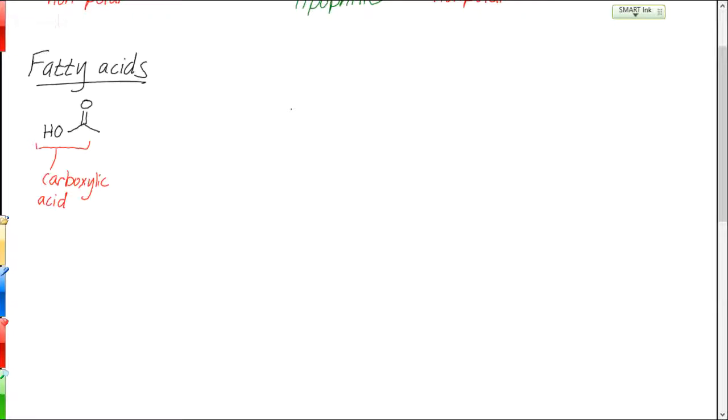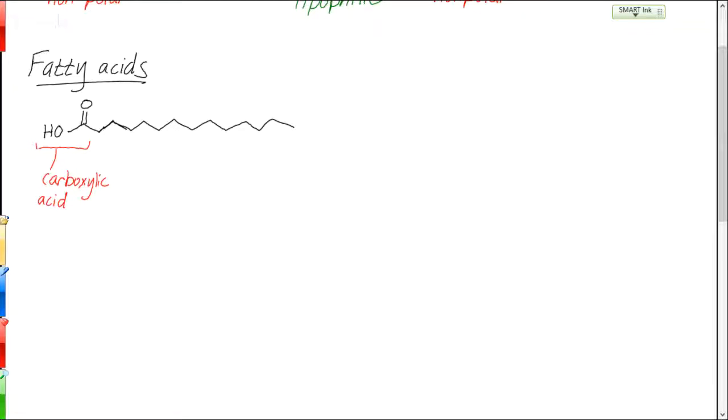So fatty acids start with the carboxylic acid, and then the other part of the molecule is a long carbon chain that might look like this. And different acids are going to have different lengths, but they're all at least 12 and up to 20 or so. How many did I draw there? 1, 2, 3, 4, 5, 6, 7, 8, 9, 10, 11, 12, 13, 14.